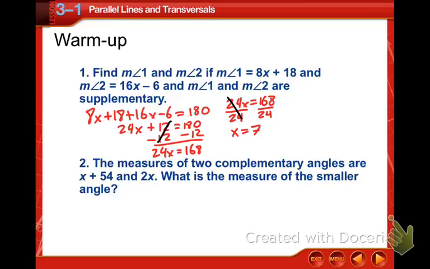So that's not what we were trying to find, though, and we need that to find the measure of the angles. So the measure of angle 1 is equal to 8x plus 18. So that's going to be 8 times 7 plus 18, or 56 plus 18, which comes out to be 74. So that's the measure of angle 1. Now we know they're supplementary, so we could just take that 74 away from 180 and we're done. So 180 minus 74 is the measure of angle 2, which is 106.